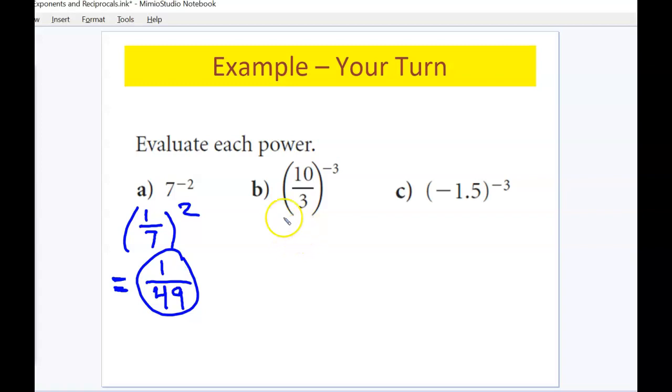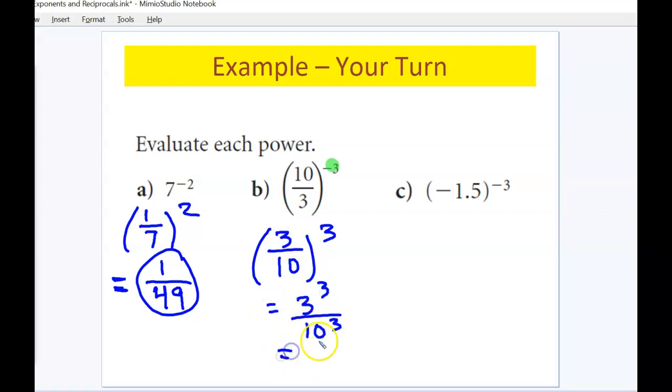In part B, again, I want to get rid of the negative exponent. I reciprocate the base. And now my exponent's positive, so this really is 3 to the power of 3 over 10 to the power of 3. 3 to the power of 3 is 27. 10 to the power of 3 is 1,000.